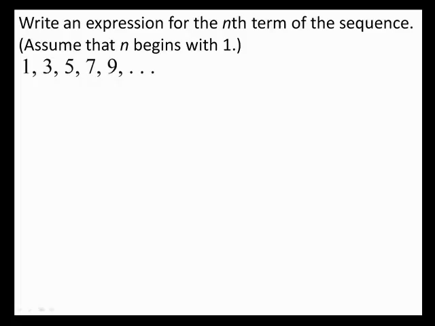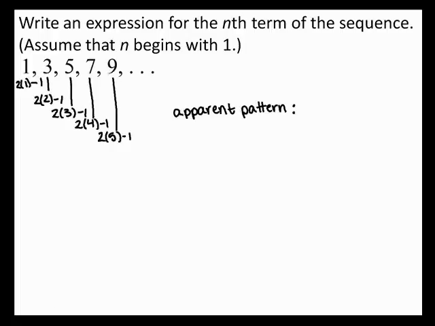Write an expression for the nth term of the sequence. Assume that n begins with 1. 1, 3, 5, 7, 9. From this set of numbers, you can see a pattern. The apparent pattern is a sub n is equal to 2n minus 1.